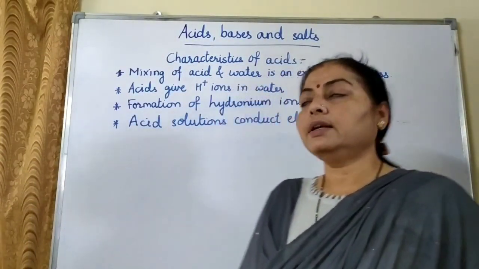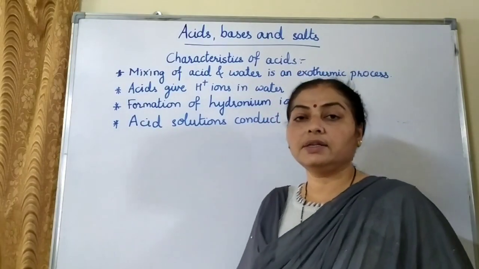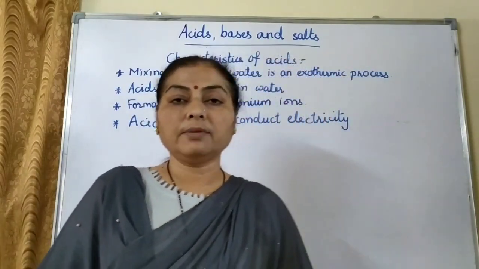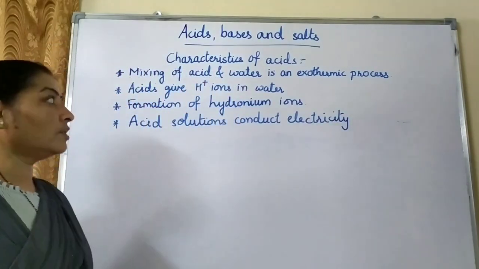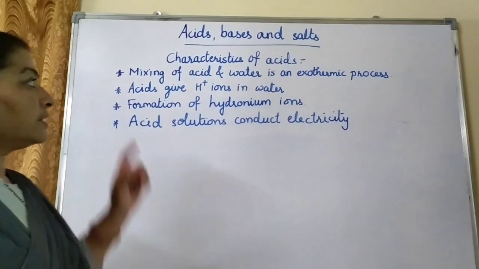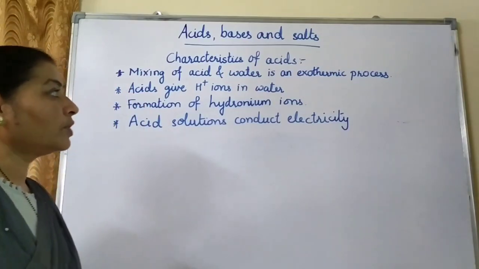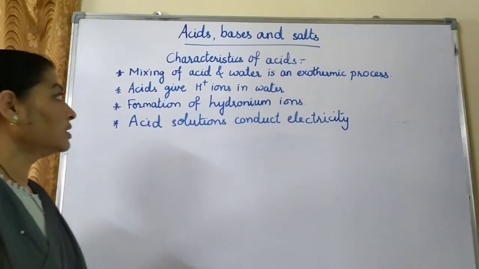Children, today we will see the characteristics of acids. Till now we have understood what are acids, what are bases, what are indicators. Now we are going to see some characteristics of acids. The first characteristic of acid is mixing of acid and water is an exothermic process.